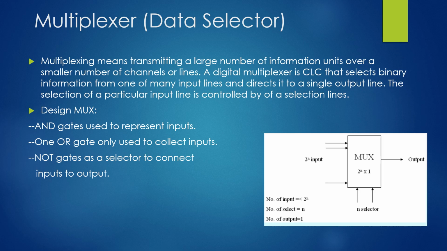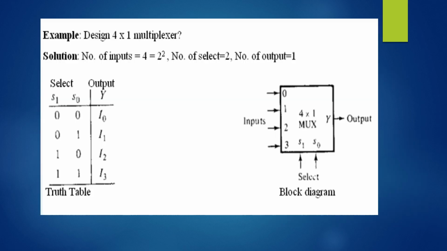Yes, of course, 2 power n inputs. Here the circuit diagram shows 2 power n inputs and one output. That means a number of inputs we can supply, but will get only one output. So that is the concept of multiplexer. Number of inputs is 2 power n, number of selects is n, and number of outputs we get is 1. And the examples also they have given: 4 into 1 multiplexer.